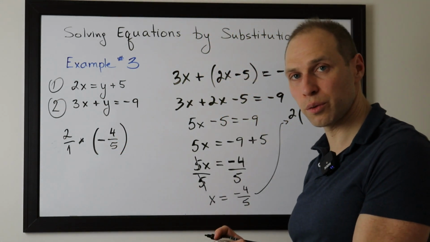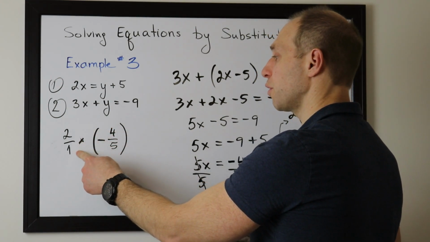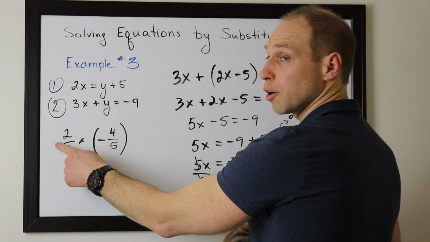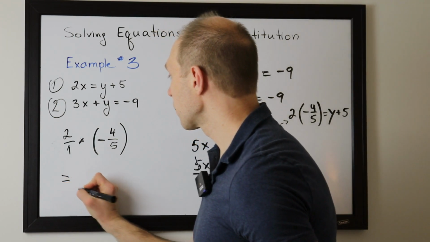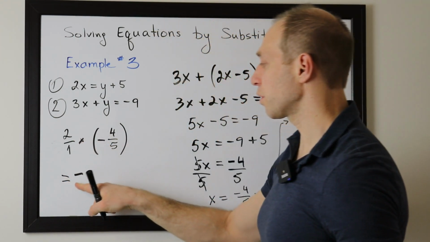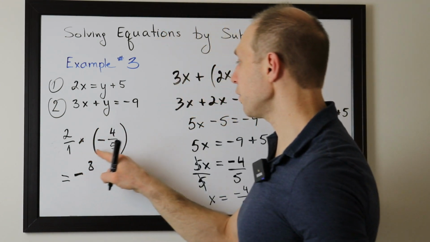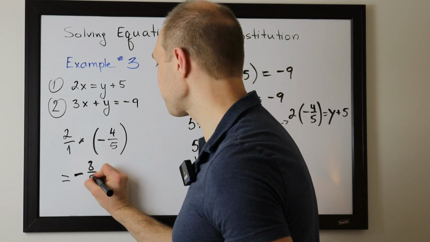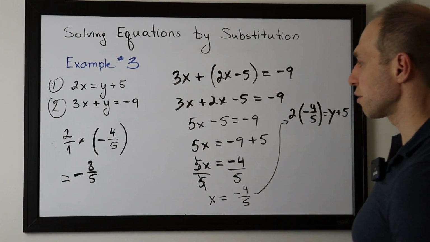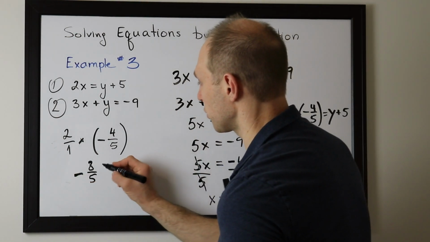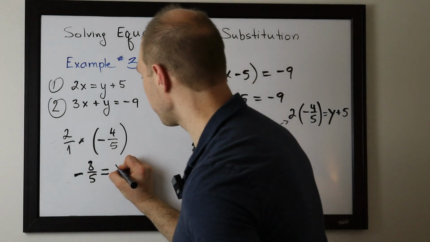All we have to do whenever we're multiplying fractions together, we're multiplying numerator by numerator and denominator by denominator. Positive times negative will give us a negative answer. So automatically we're going to put a negative first. 2 times 4 is 8. 1 times 5 is 5. Okay, so that's going to be our answer on the left side of the equation. Let's keep it on the left side of the equation. And then y plus 5.